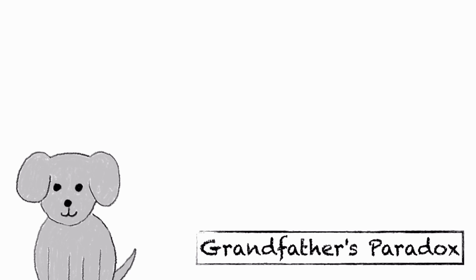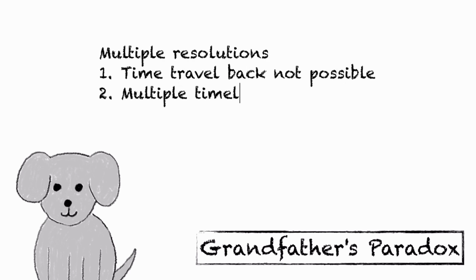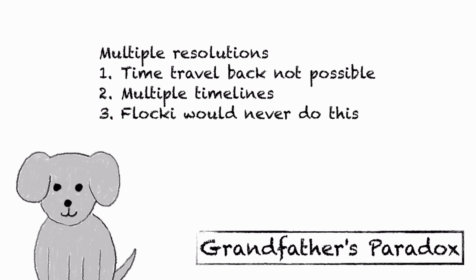Usually the story is told in a slightly different way. The protagonist travels back in time to meet his grandfather and prevents himself from being born. Hence the grandfather paradox. There are several possible solutions to this paradox. It could be that traveling back in time is impossible. From relativity, we know that traveling into the future is technically possible. It could also be that there are multiple timelines, but the most important and our favorite solution is this. Flocky is too gentle of a spirit to do something like that.